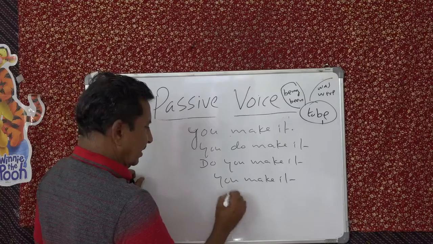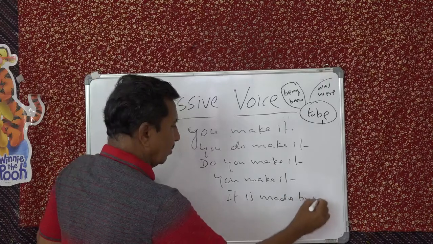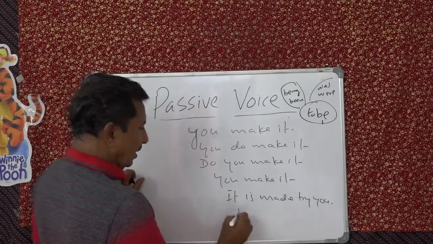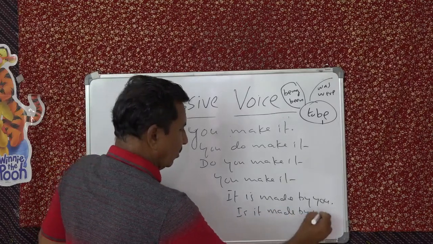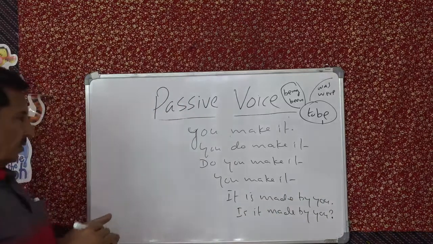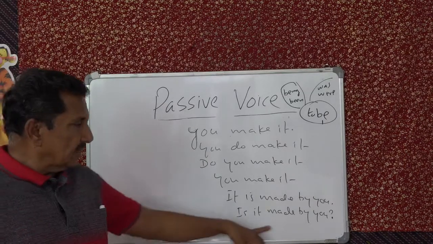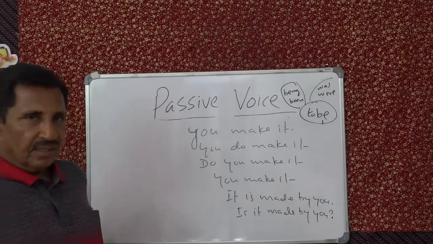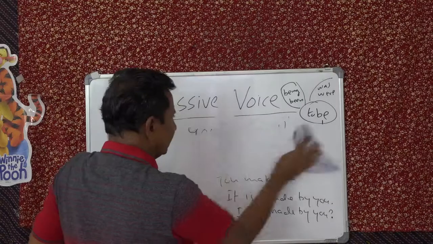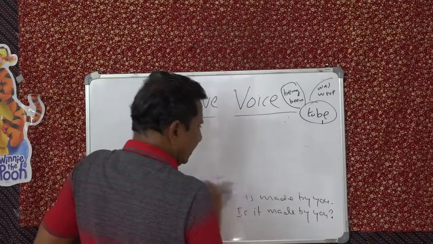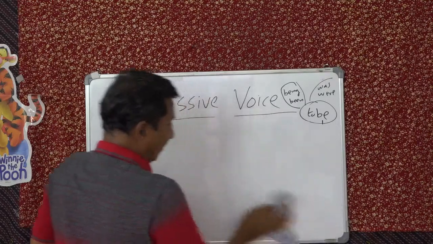Passive, it is made by you. Question, is it made by you? So you make it, and the yes or no form will be, is it made by you? Right? No doubt. Okay. Then what is our question here? Our problem is, how do you do? How do you make it? You have no problem, isn't it?